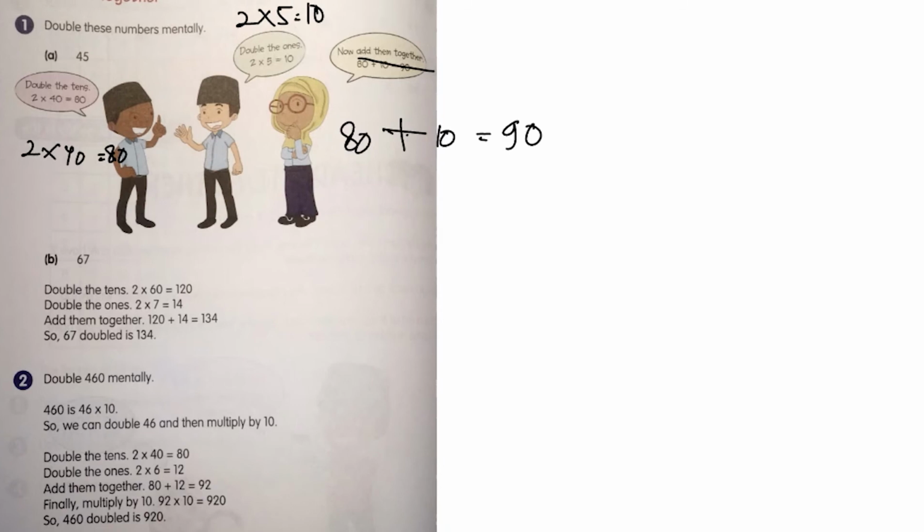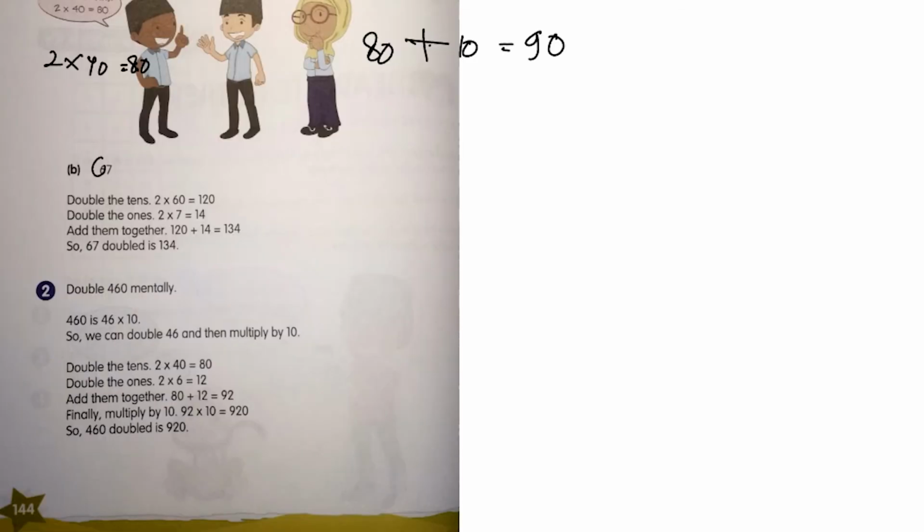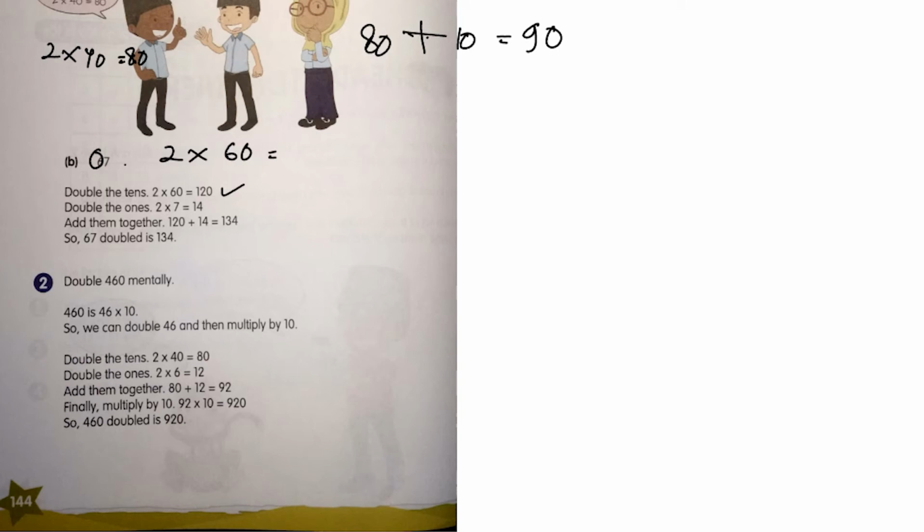Okay, next B, 67. First we have to double the tens. This is 60. So 2 times 60 equals 120. And the next, double the ones. 2 times 7 equals 14. And add them together like this. So double 67 is 134.